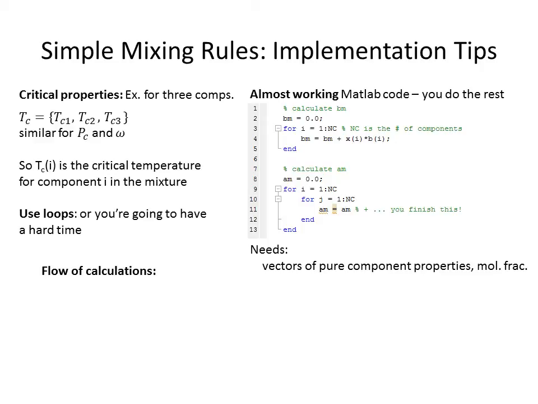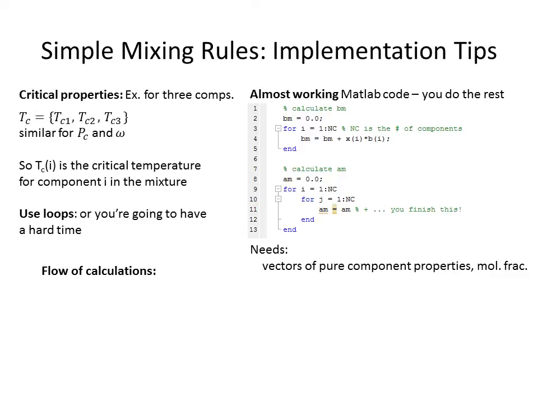The first element could be the critical temperature for component 1, and then the critical temperature for component 2, and so on. And you probably want to do the same thing for PC and omega as well. Now, for example, as arguments to your SRK function, instead of having scalars that are TC, PC, omega, you're going to have vectors, most likely. That's probably the simplest way to do that.